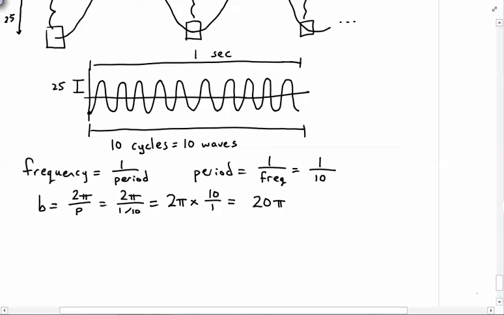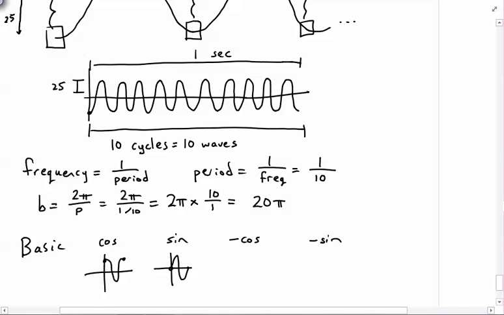Now I've got to figure out what my best basic graph is going to be. So my choices are cosine, sine, negative cosine, or negative sine. So the basic cosine starts at the top. The basic sine starts in the middle. The negative cosine takes the basic cosine and flips it over the x-axis. And the negative sine takes the basic sine and flips it over the x-axis.